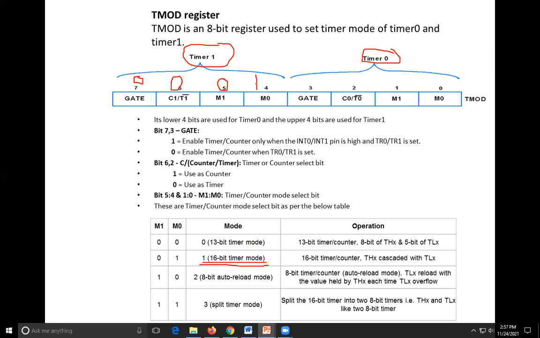So I'm going to use timer 1. I'm not using timer 0. Sorry, I'm not using timer 0. So all values for timer 0 will be 0, 0, because I'm not using timer 0.